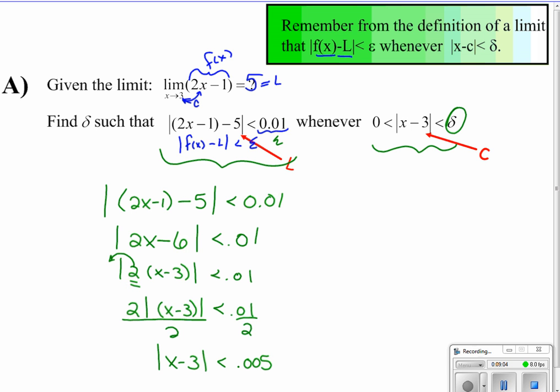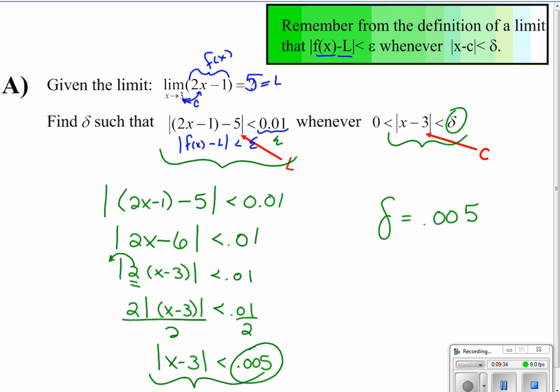But the cool thing is, look over here, what we were trying to find was delta, true? And this looks exactly like that. I got the absolute value of x minus 3 is less than some number, and that some number happens to be 0.005. I just found delta. Delta is 0.005. I think I said it wrong before. Yeah, so we're at 5 thousandths of a unit.